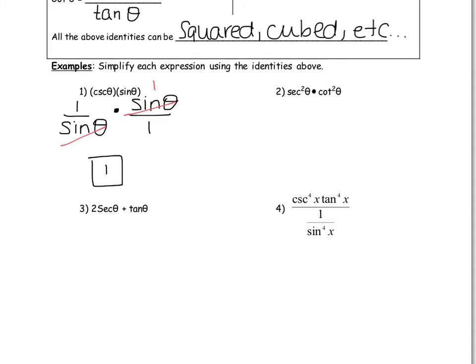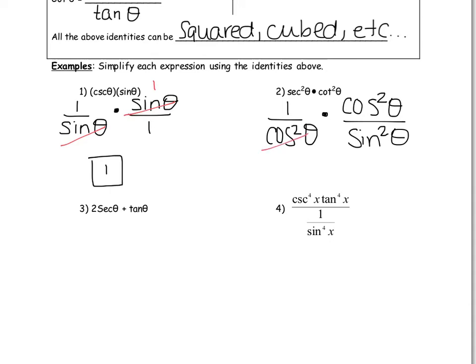Okay, number 2. Secant squared of theta times cotangent squared of theta. This is what I meant before, that the identities can be squared and cubed and whatnot. So secant squared of theta is the same thing as saying 1 over cosine squared theta times cotangent squared of theta, which is cosine squared theta over sine squared theta. So again, any top with any bottom can cancel. So what are we left with? On top we're left with 1, and on bottom we're left with sine squared. So 1 over sine we know is cosecant. So since it's over sine squared, the answer should be cosecant squared of theta.